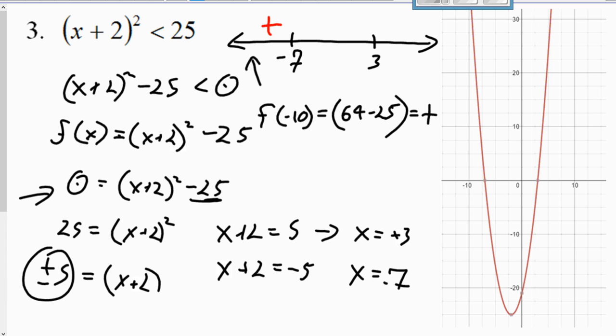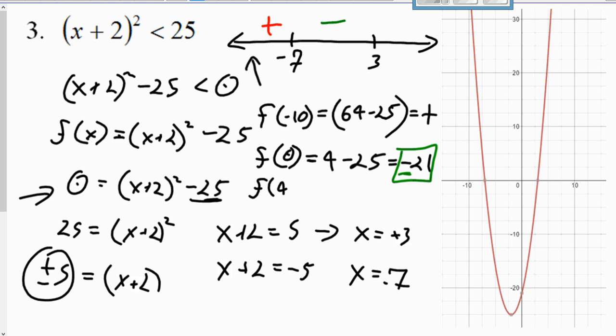My next interval is from -7 to 3. 0 is a nice one to pick in there. So I'm going to do 0. 0 plus 2 squared is 2 squared, which is 4 minus 25. Well, that's -21, but what I'm concerned about is the negative here. So I know that on this interval, it's negative. And then for my last interval, 3 and above, let's just do 4. So f of 4 is equal to 4 plus 2, which is 6. 6 squared is 36 minus 25 is 11, but all I care about is that this value is positive.